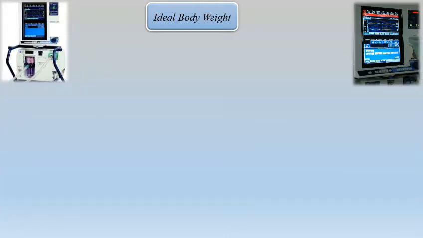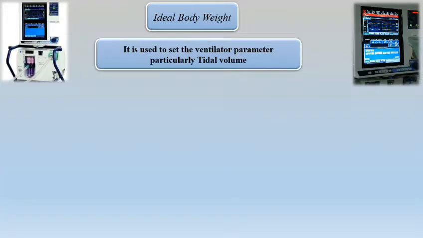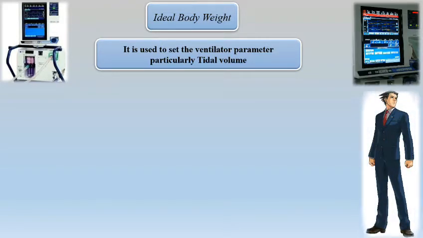Hi guys, today I will tell you about ideal body weight. Ideal body weight is very important to set the ventilator parameter, particularly the tidal volume. So those nurses who are working in critical care area, they must know how to calculate the ideal body weight. In critical care area where the ventilators are used, we deal with different kinds of populations.